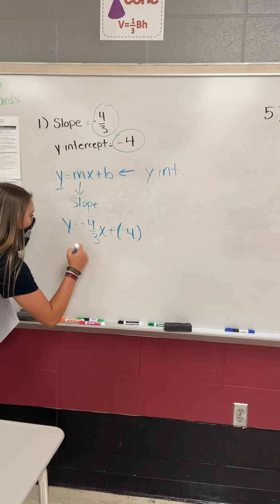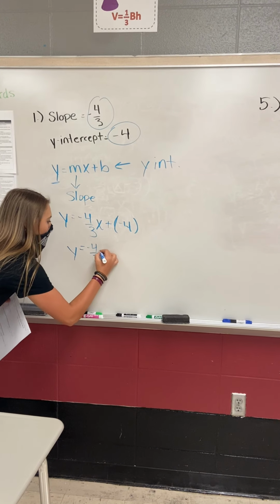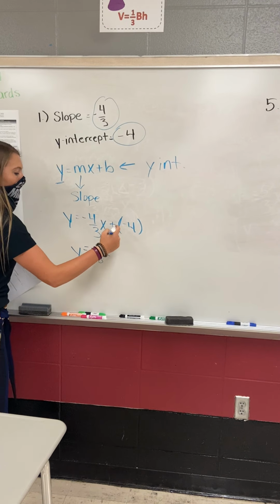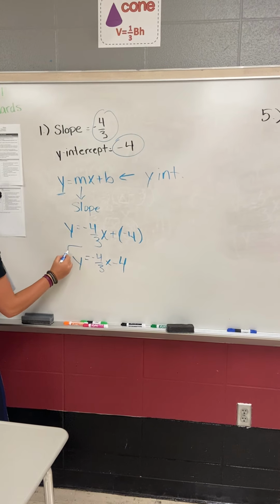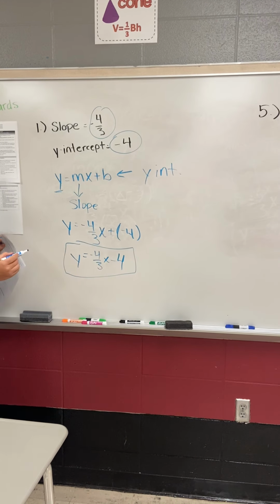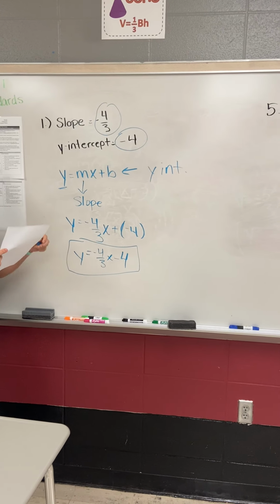So my answer, I'm just going to bring everything down. y equals -4/3 x. If you add a negative, that's just going to keep a negative, so -4. So that is your answer. That's how you're going to do 1, 2, and 3. Just plug it in.